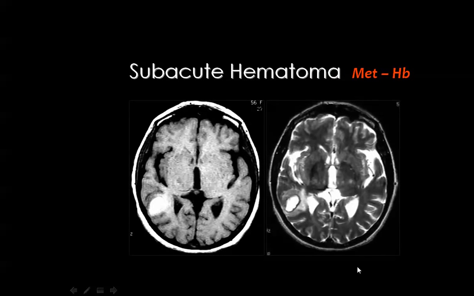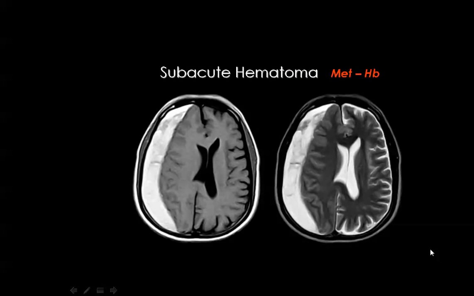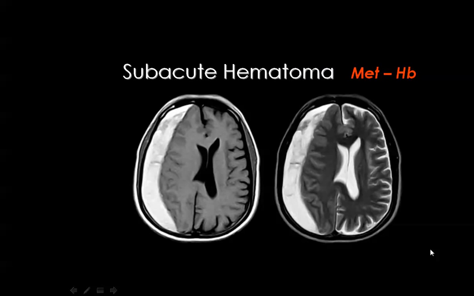Then the subacute blood will appear bright in the T1 and also bright in the T2. This is methemoglobin. And if you look carefully in the T2 in particular, you will see the rim of hemosiderin around the hemorrhage. And outside the rim of the hemosiderin, you will see the brightness of the surrounding perifocal brain edema.